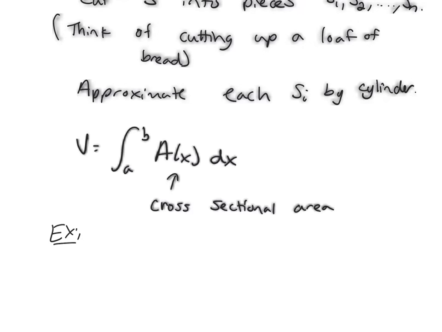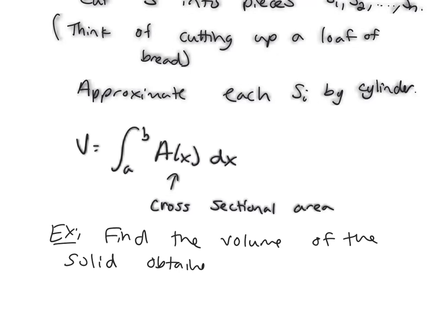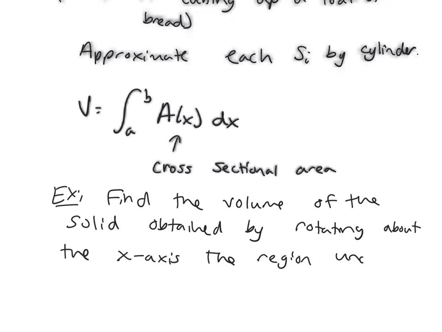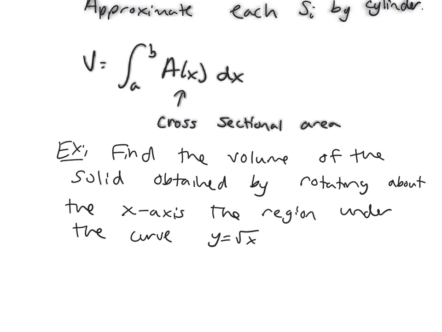Example, find the volume of the solid obtained by rotating about the x-axis the region under the curve y equals square root of x from 0 to 1.